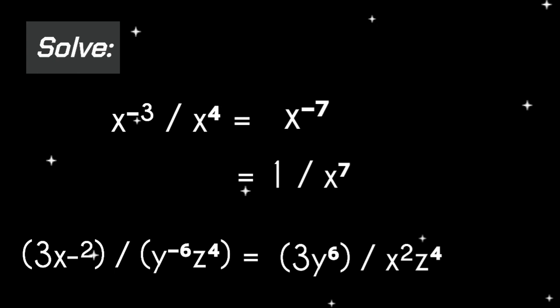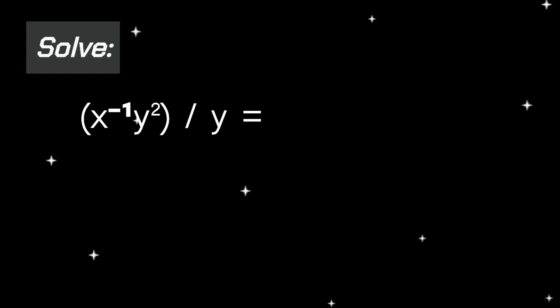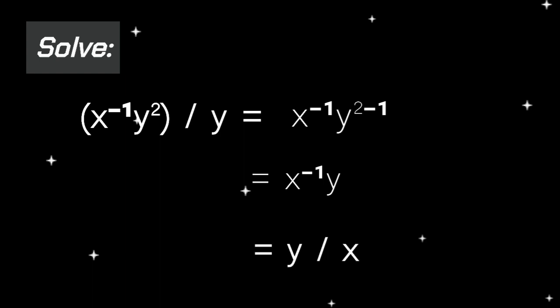Next question. The quantity of x raised to power of negative 1 y squared, the quantity over y. Again, with the quotient power rule, we are gonna subtract the exponents of the variables with the same base. So that's x raised to the power of negative 1 times y raised to the power of 2 minus 1 equals x raised to the power of negative 1 times y. With the negative power rule, our final answer would be y over x.